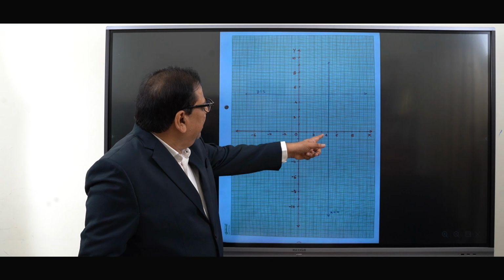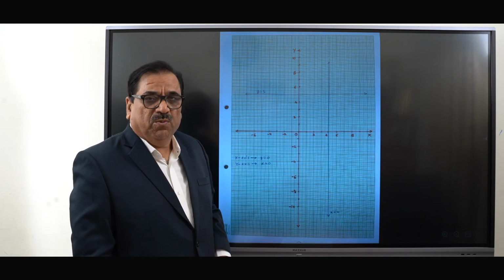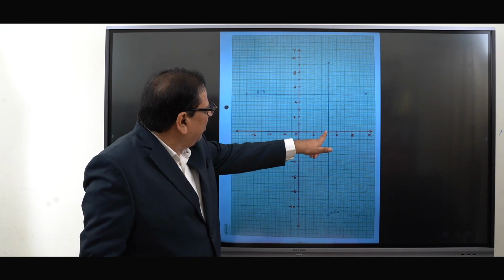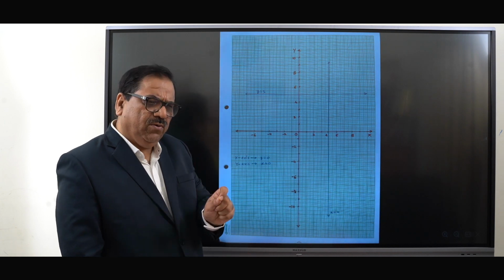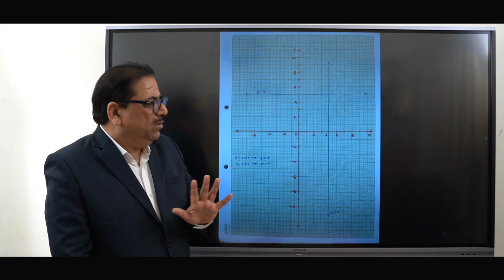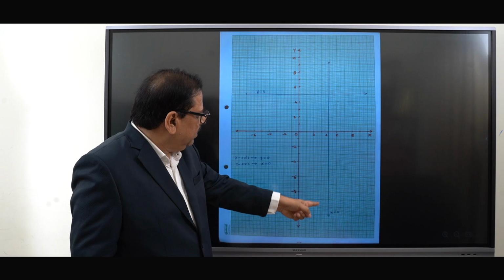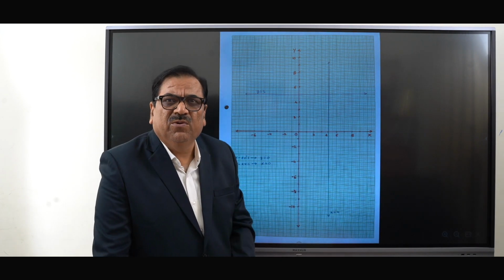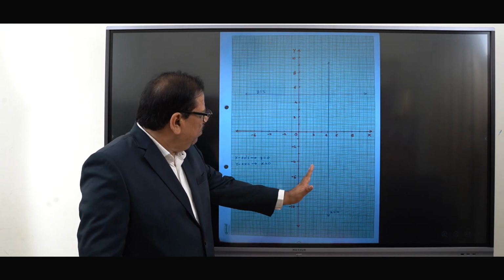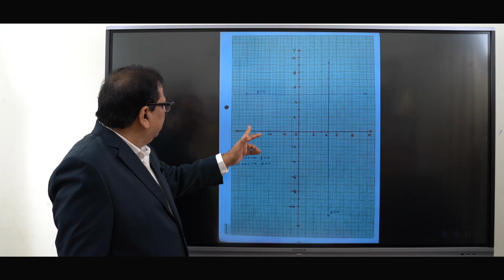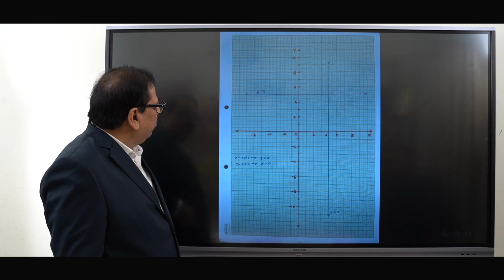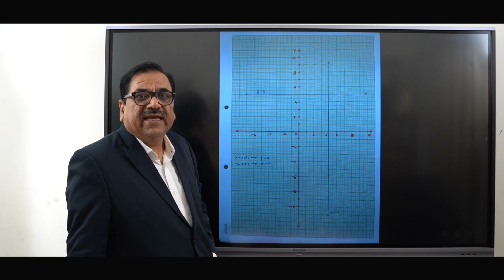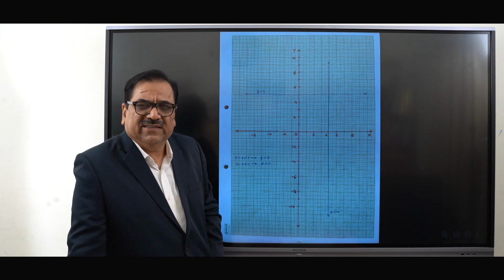For example, this line is passing through 4, 0. The coordinates of this point are 4, 0. The x coordinate is 4, the y coordinate is 0. Therefore, the equation of this line is x is equal to 4. If it had been passing through minus 6, then the equation of that line would have been x is equal to minus 6.